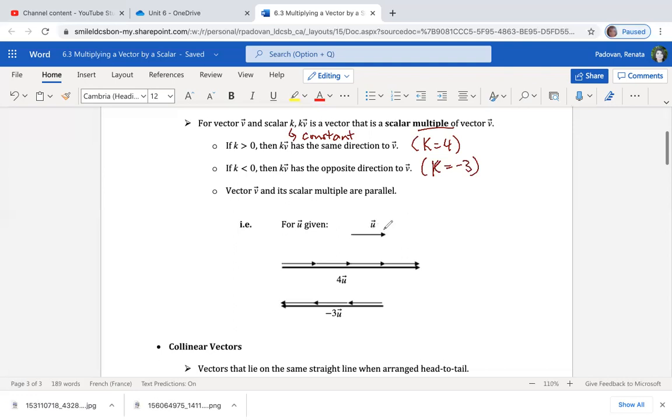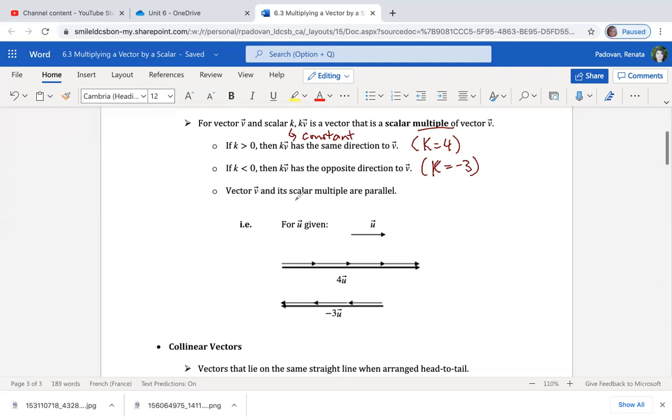So again, comparing it to down here, I have vector u, which is this length that I could measure and going to the right. First of all, if it's negative, it's going to be the same length, but moving in the left direction, and then 3 of them, right? So it's the same vector u. The negative means it's moving in the opposite direction, so don't forget that part. And then it's just a scalar multiple 3 times as big as the original vector.